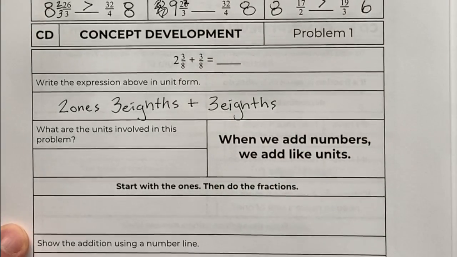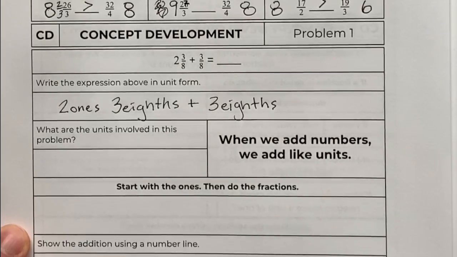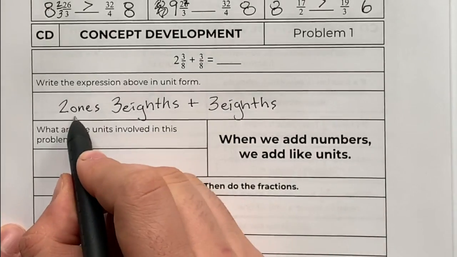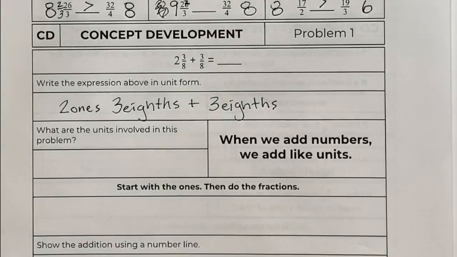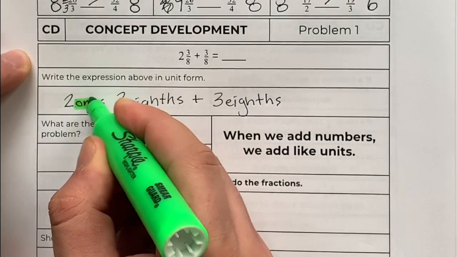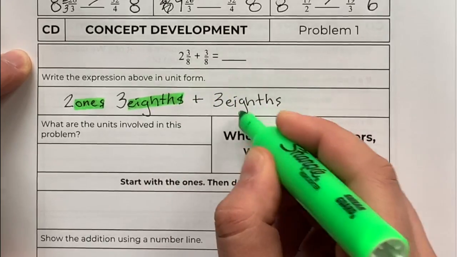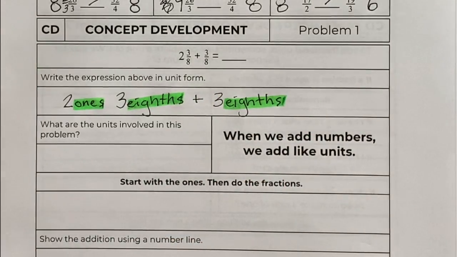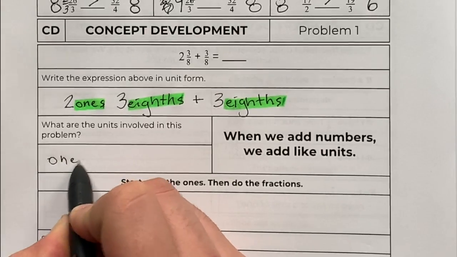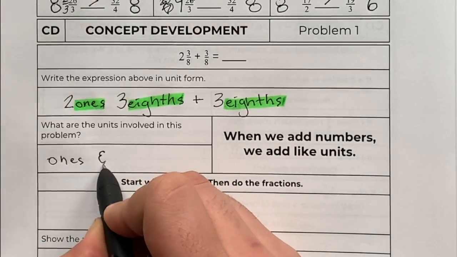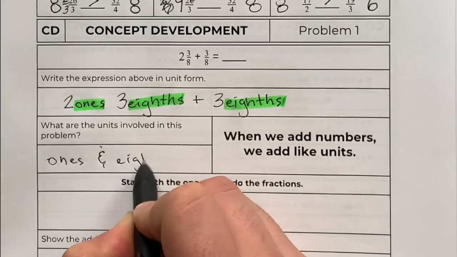Now think to yourself, what units do you see that are involved with this problem? Right, so our units are ones and eighths. And just to help us see that a little bit more clearly, I'm going to highlight that. Ones and eighths. So those words are our units. Ones and eighths.